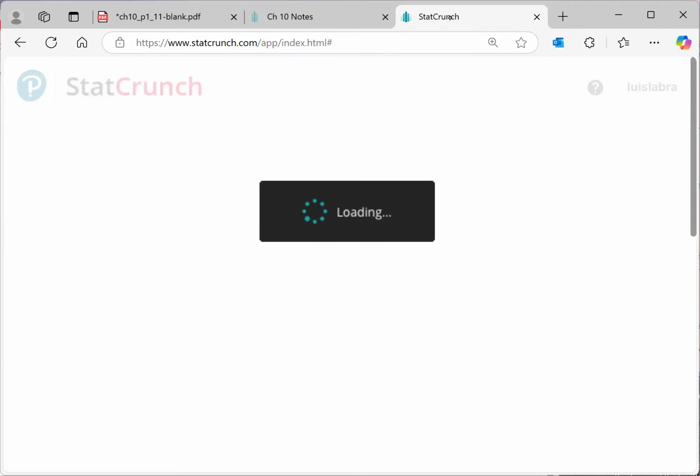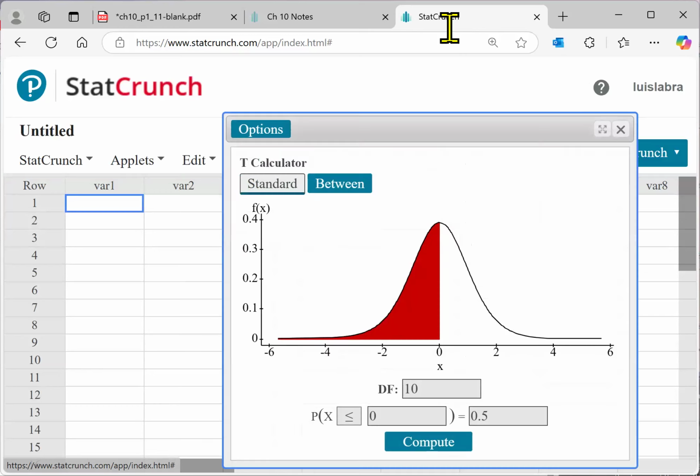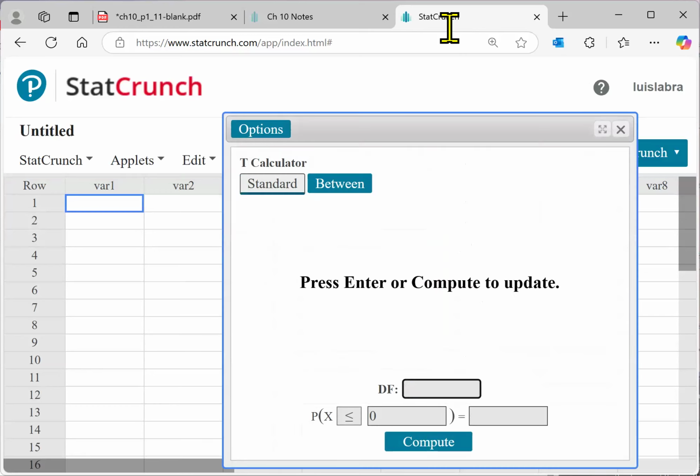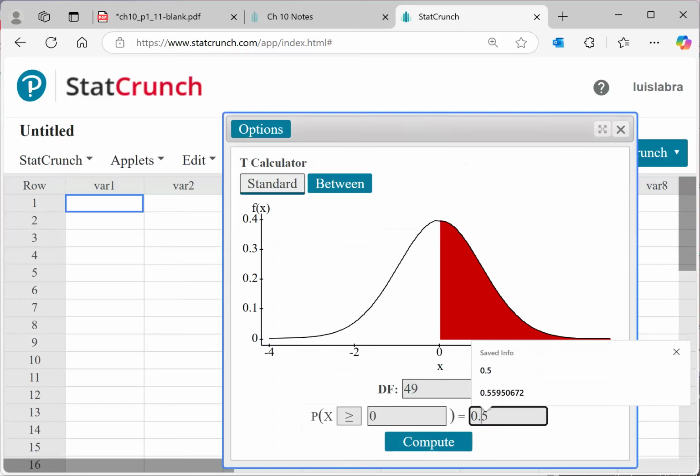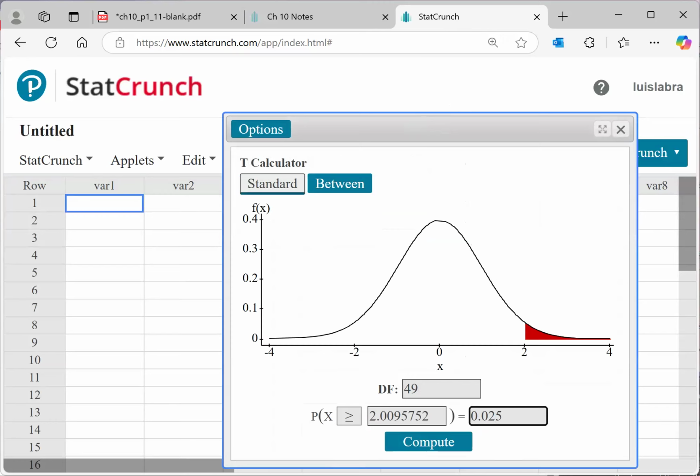So it's stats, calc, and T. Make sure that it matches. All right, get 2.0096.